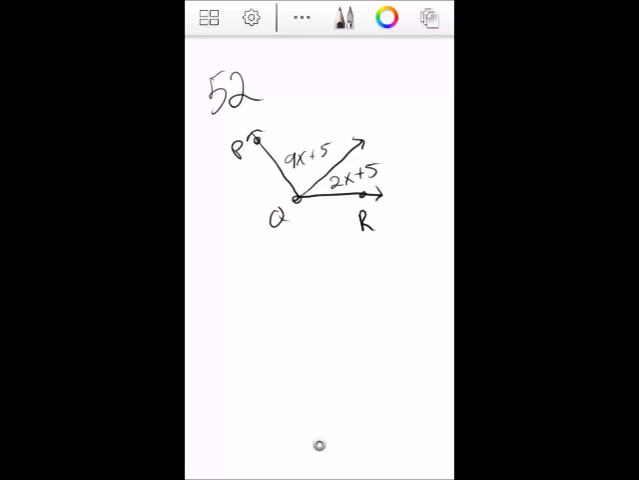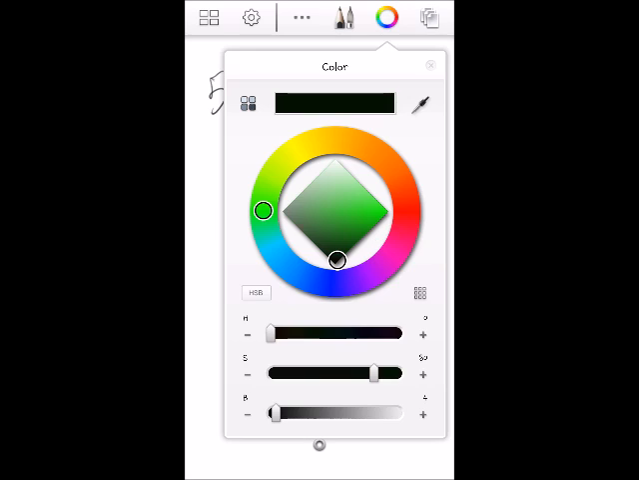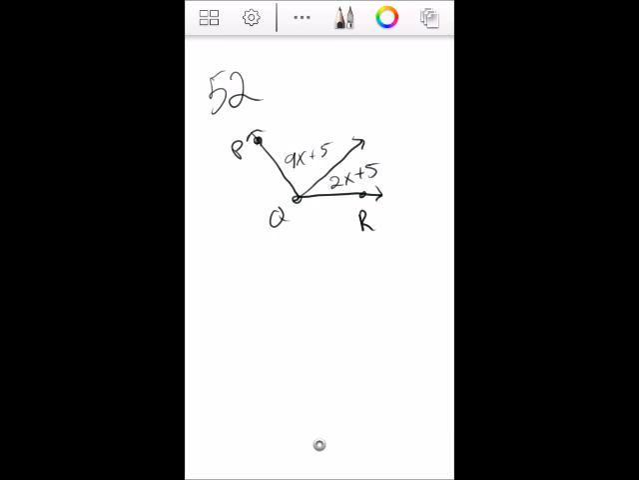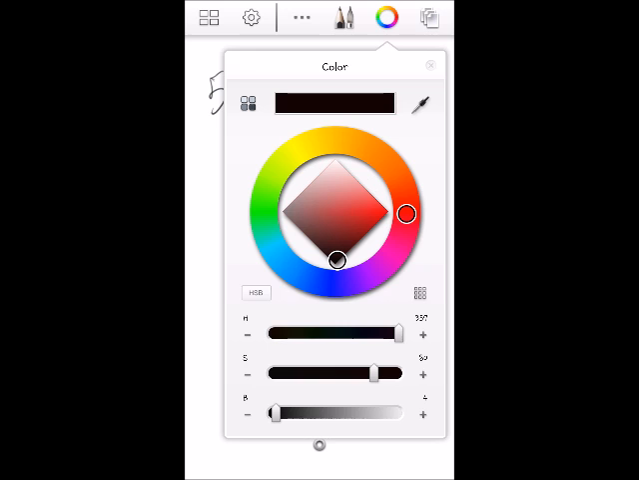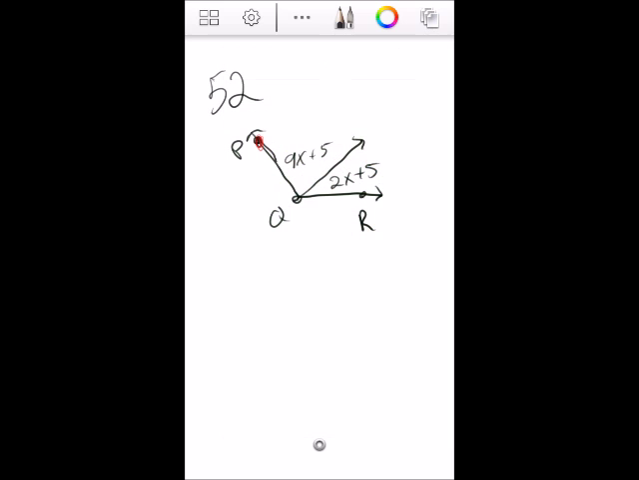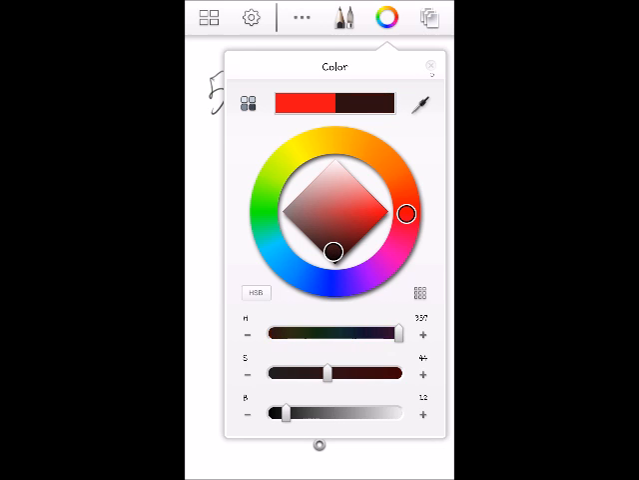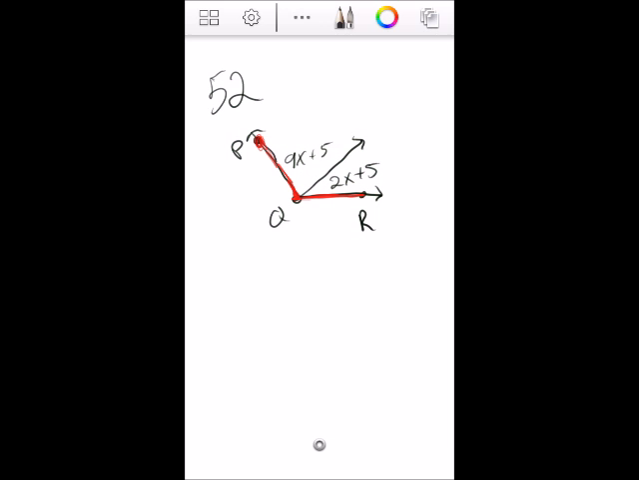Alright, here we are at 52. Given that the measure of angle PQR, so PQR is from P, that didn't change color at all. Why not? Oh, because I didn't do it right, of course. So, P to Q to R. So that red angle, it says that PQR is 120 degrees. And it says, what is the measure of PQS? That's important. Remember, we talked about that. We should put an S here.